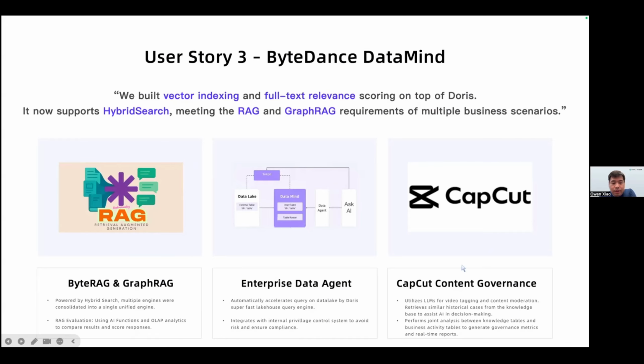And the third use case is about content governance. They use core AI functions to tag videos and for content moderation. They use hybrid search to search for historical cases or historical content to help them do analytics and decision making. And more use cases are going online in ByteDance. So I think it's a very good example.